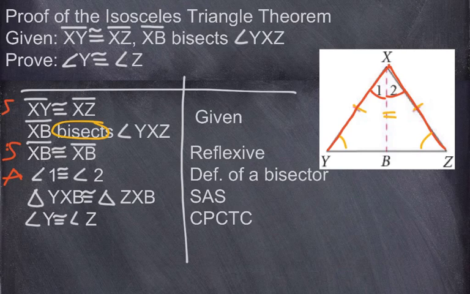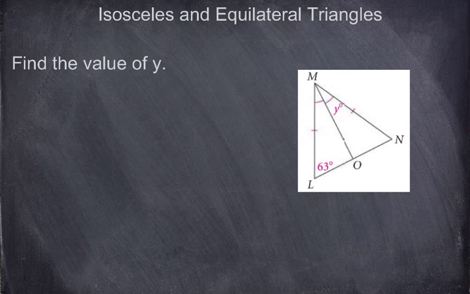So we've now just proven the isosceles triangle theorem, that if two sides of a triangle are congruent, then the angles opposite those sides will be congruent to each other as well. Okay? Let's move on. Now we get to use that theorem.